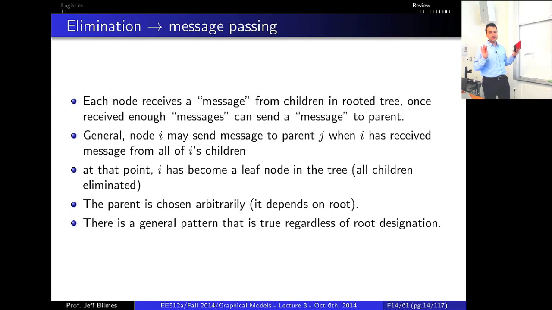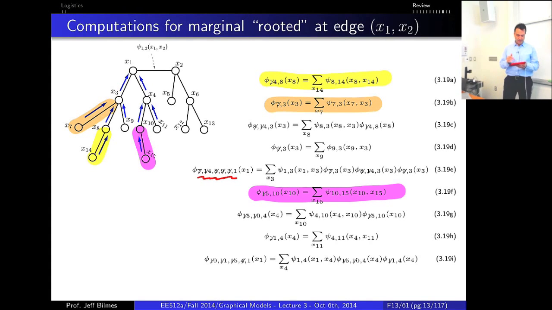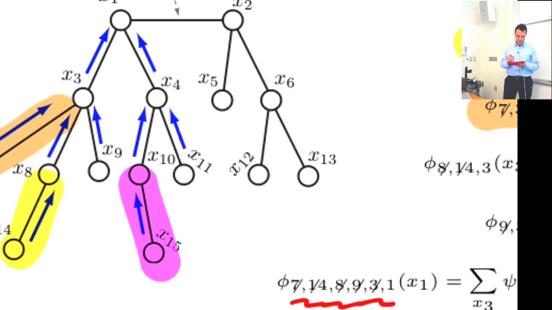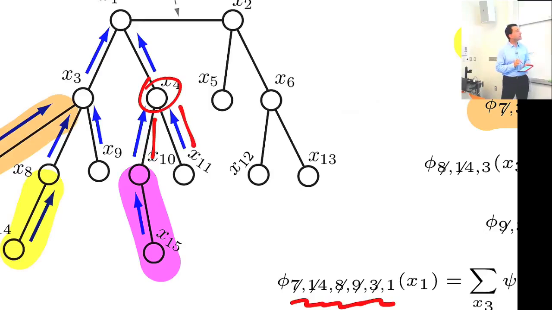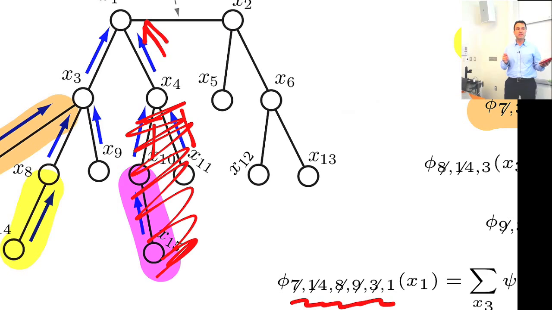But basically, the idea is the following. Each vertex, in any of these cases, in some sense receives a message from the children in this rooted tree. Take this guy, for example. Once he's received these two messages, from x10 and x11, then he's free to continue on. The reason is that once x4 has received a message from his children, x4 becomes a leaf, because all this stuff down here is gone. It's been eliminated. So x4 is a leaf, and now we can eliminate x4.